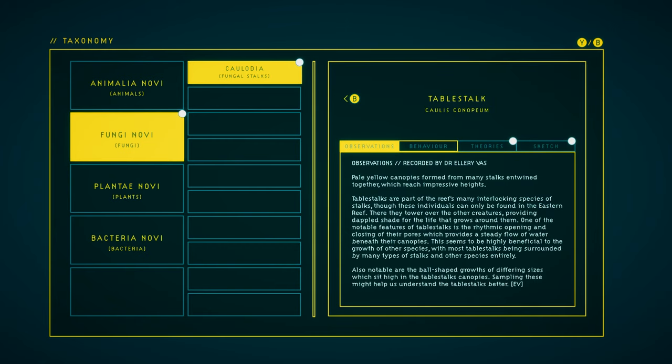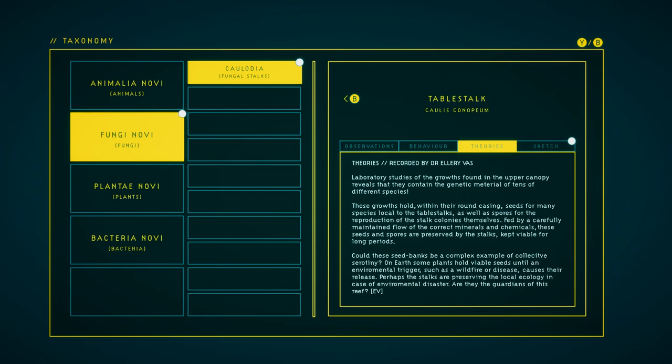Table stock, theory and a sketch. Laboratory studies of the growths found in the upper canopy reveal that they contain the genetic material of tens of different species. These growths hold, within the round casing, seeds for many species local to the table stocks, as well as spores for the reproduction of the stock colonies themselves. Fed by a carefully maintained flow of the correct minerals and chemicals, these seeds and spores are preserved by the stocks, kept viable for long periods.